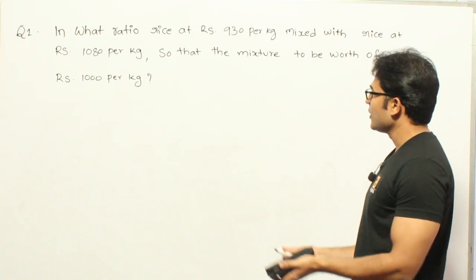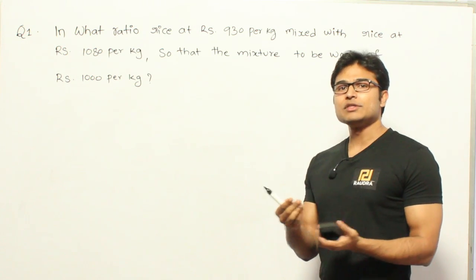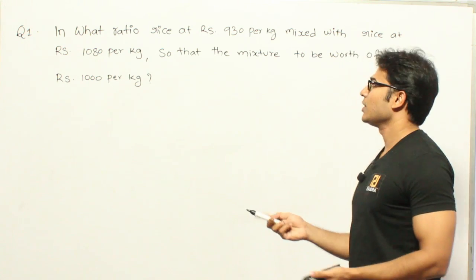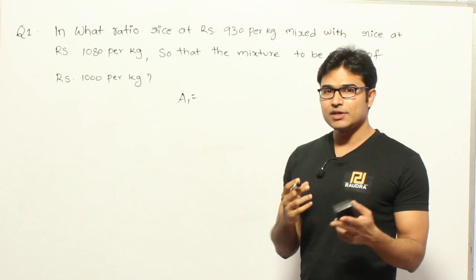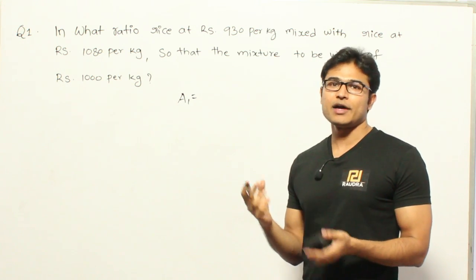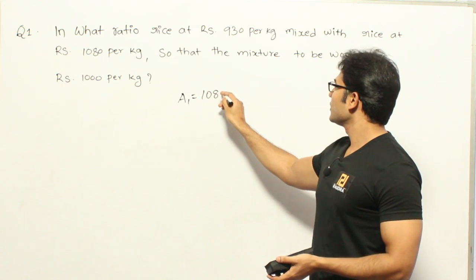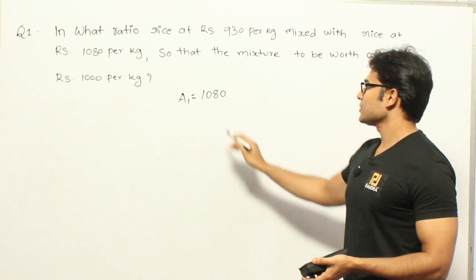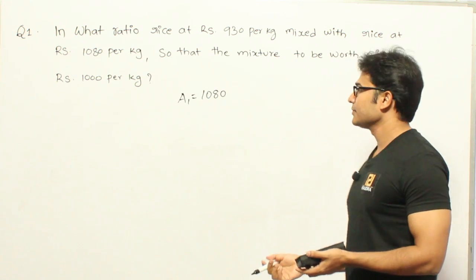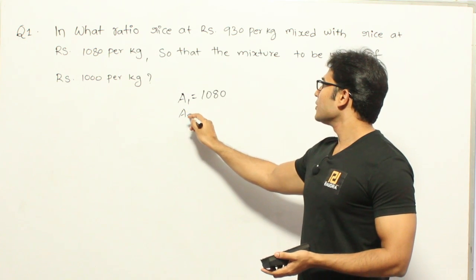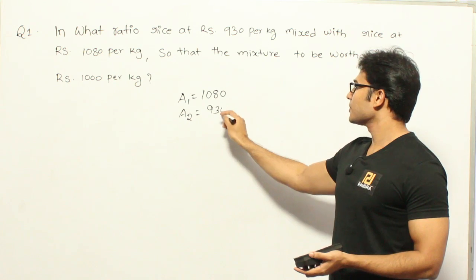So they are saying that we are going to mix two mixtures and we are going to change the average of the mixture. So let's say A1. Generally our convention is that we take A1 to be the mixture with the higher average. So let us say A1 is a rice with average cost 1080. Average cost means it is nothing but the cost per kg. And let us assume that A2 is the rice with average cost 930 rupees per kg.